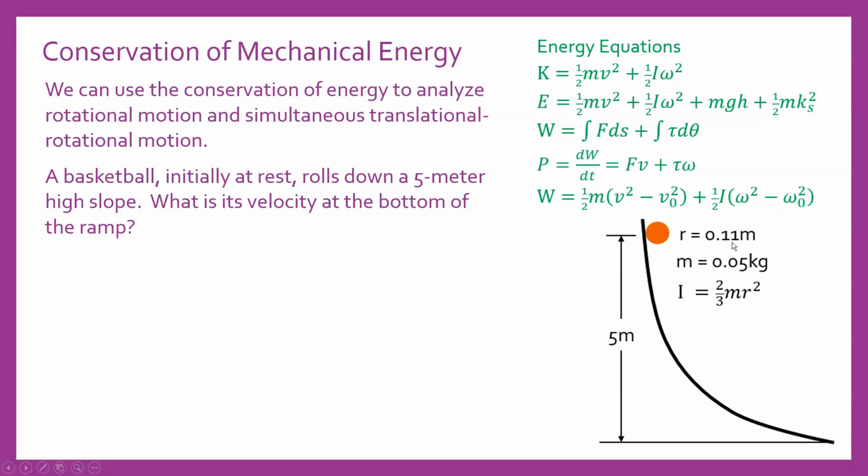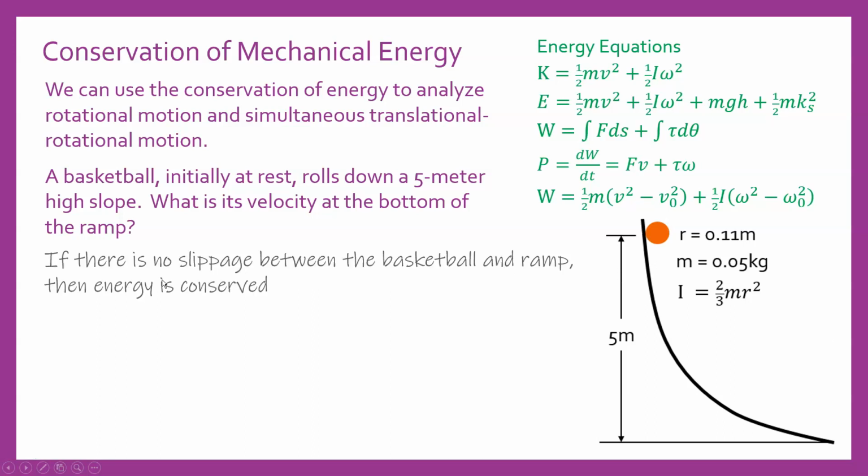This is the actual radius and mass of a basketball, and we're going to treat the basketball as a thin spherical shell, and that gives us this expression for rotational inertia. If there's no slippage between the basketball and the ramp, in other words, if the ball rolls down the ramp without any sliding or slipping along the ramp, then energy is conserved. So that's important to know because now we can use the energy conservation equation.